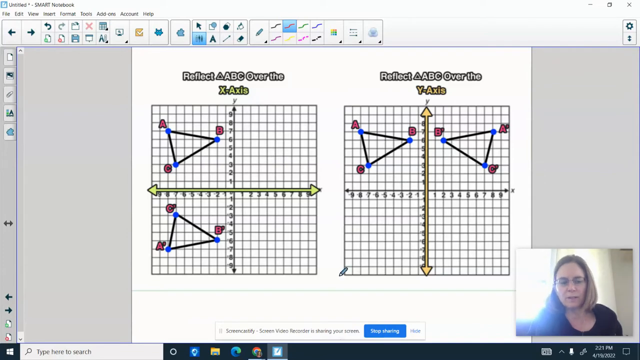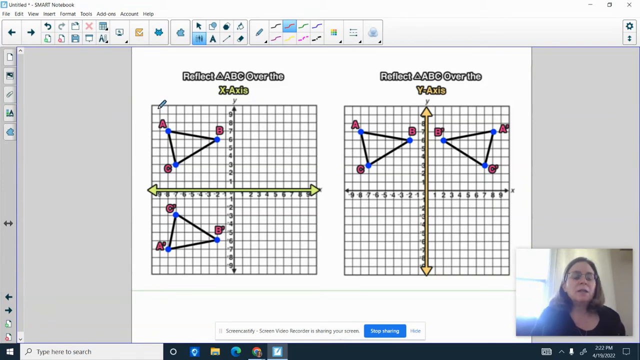So the first thing you need to know is which one is the x axis and which one is the y axis. If you look at my screen, the x axis is your horizontal line and your y axis is your vertical line. So if you are reflecting an image over your x-axis, I'll start up here on the top left.